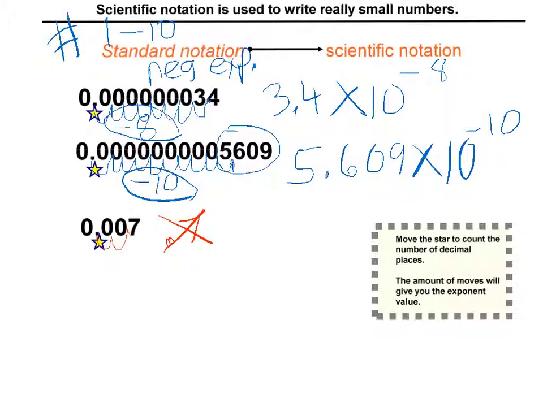What I want to do is move it 1, 2, and then I have to move it right here, 3. And it's negative because this is a small number. So now I have 7 times 10 to the -3 power.